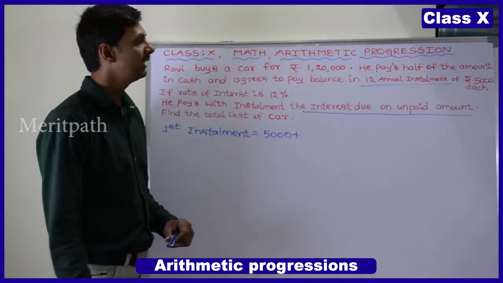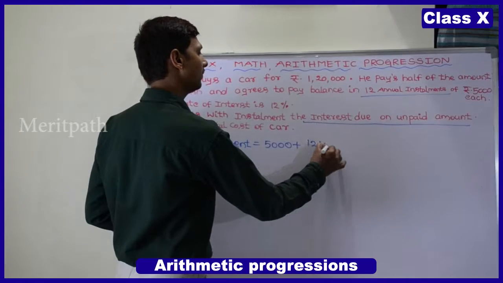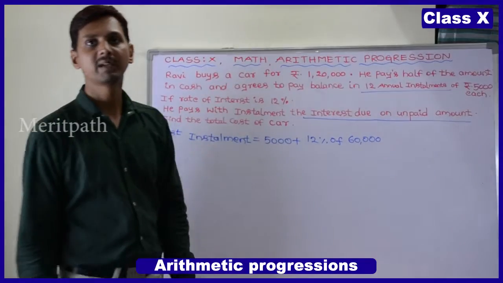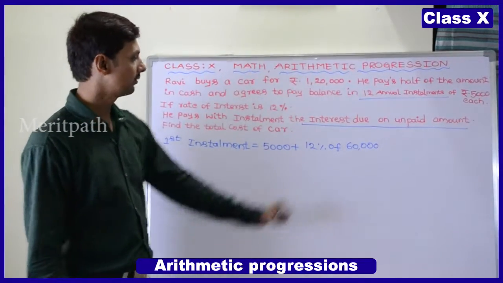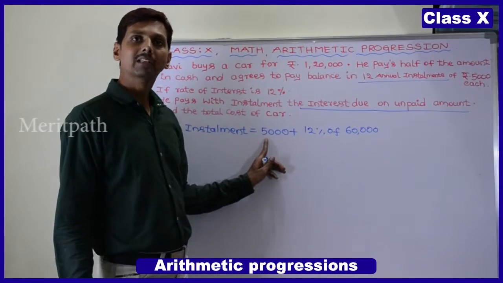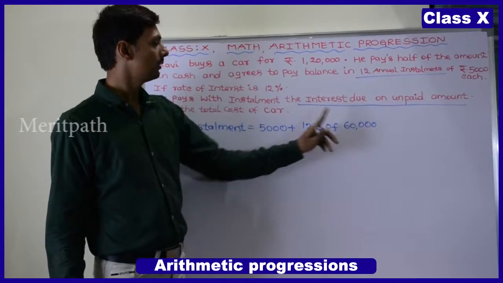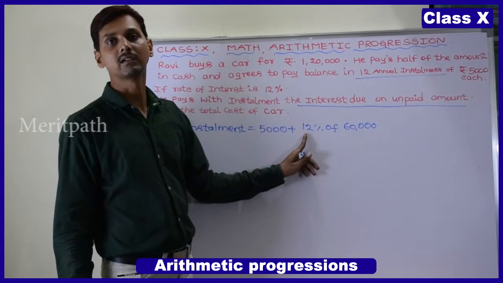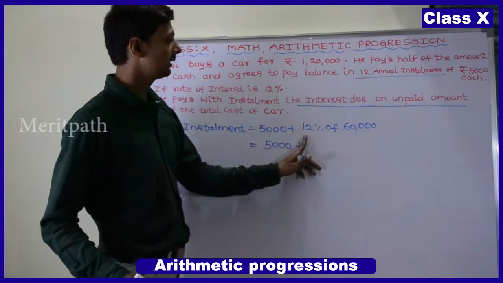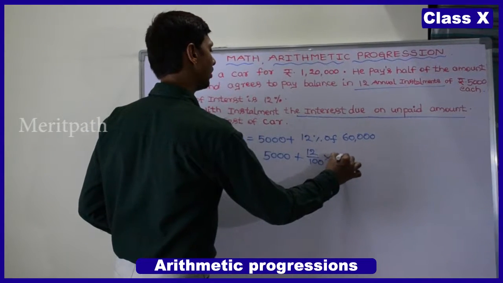unpaid amount. So we need to pay the interest on the unpaid amount, that is 12% of the 60,000 left out, because he already paid 60,000 rupees, and for the remaining 60,000 rupees he needs to pay 12% interest. So the installment is 5,000 rupees plus 12% interest on 60,000. So we need to find 5,000 plus 12% of 60,000, that is 12 by 100 into 60,000.